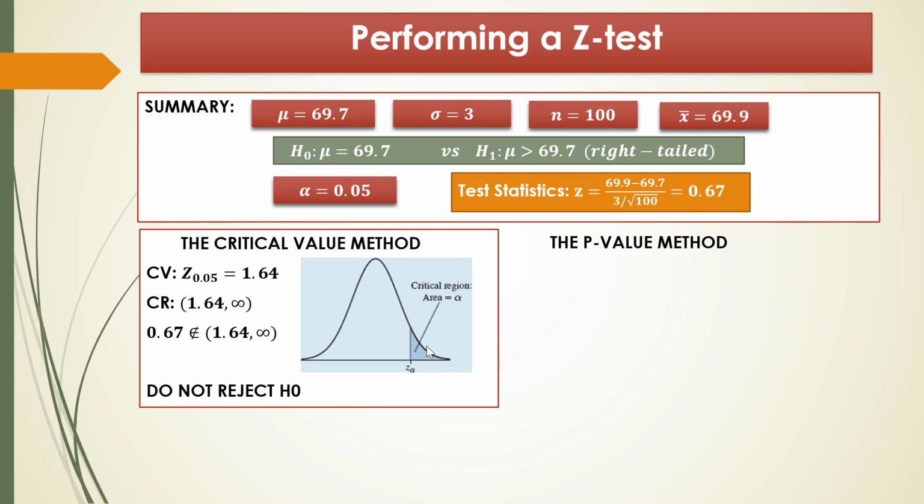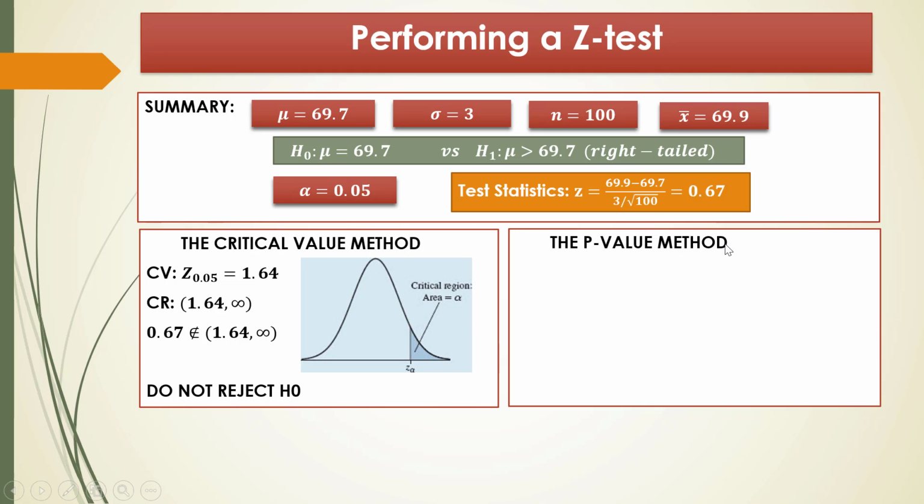I repeat, we reject the null hypothesis if the test statistic falls into the critical region. The critical region is the rejection region. And here the test statistic does not fall into the critical region, so we do not reject the null hypothesis. And that's how we perform the z-test using the critical value method.